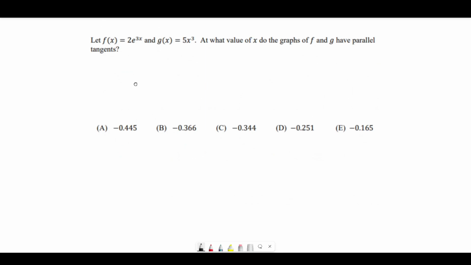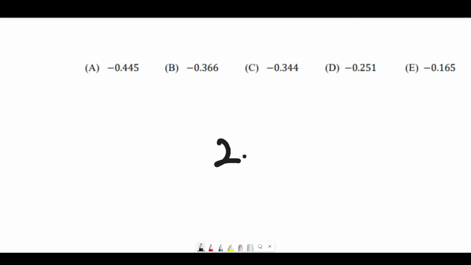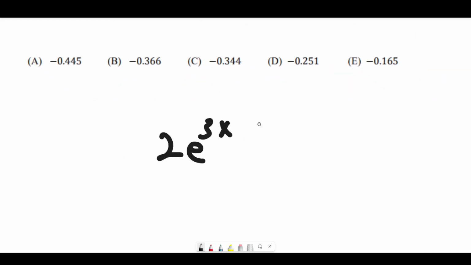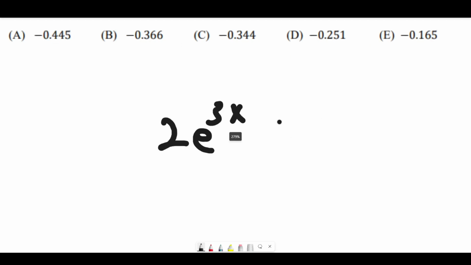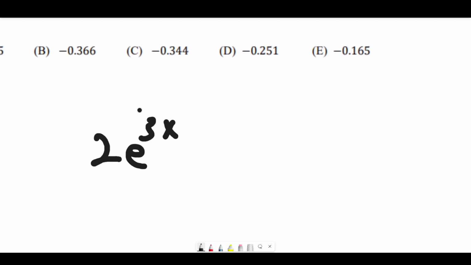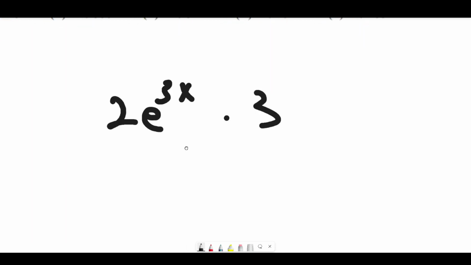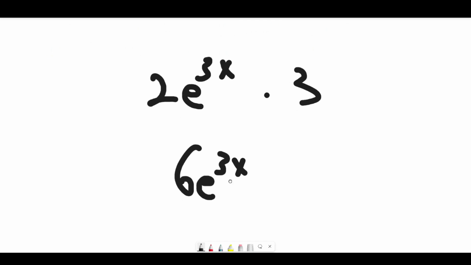So I'm going to find the derivative of f of x and then do that for g of x later. So we have 2e to the 3x. Again, take the derivative of the outer function. It'll just be kept the same, because if you take the derivative of e to the x, it'll still be e to the x. And then we're going to take the derivative of the inner function and multiply it by the entire thing. So the derivative of 3x is just 3. So we're going to multiply the entire thing by 3, and you're going to get 6e to the 3x. So that's our first derivative.